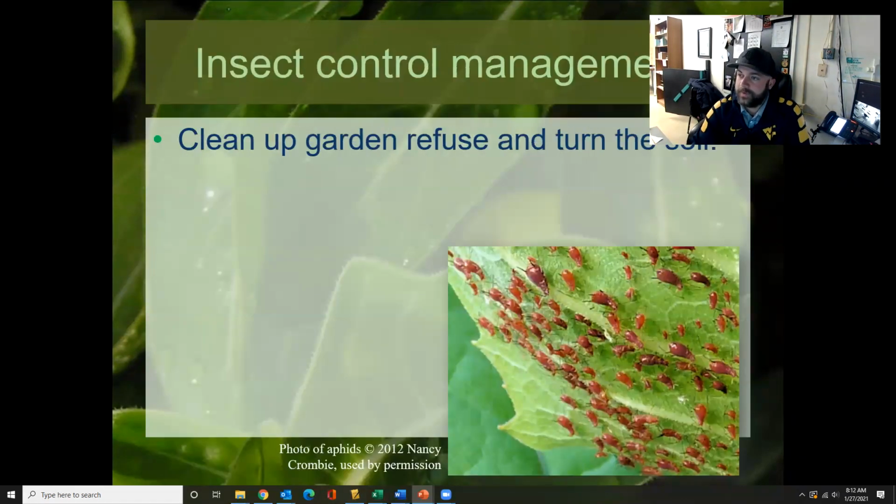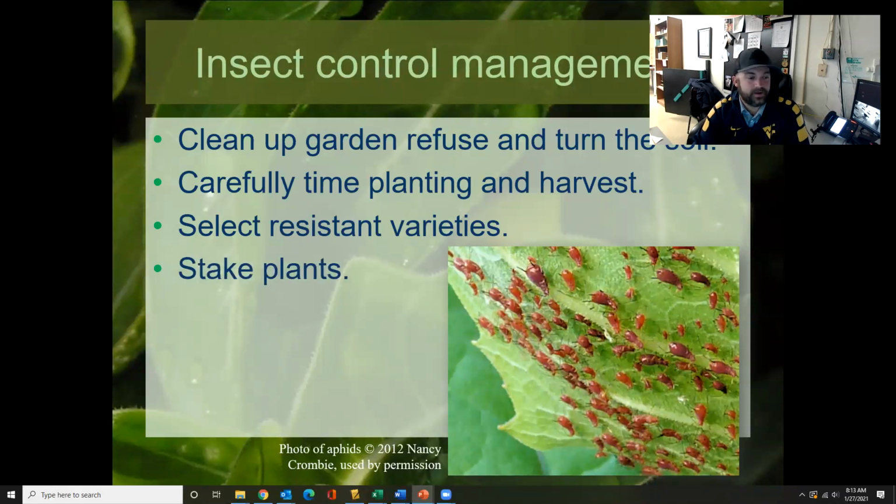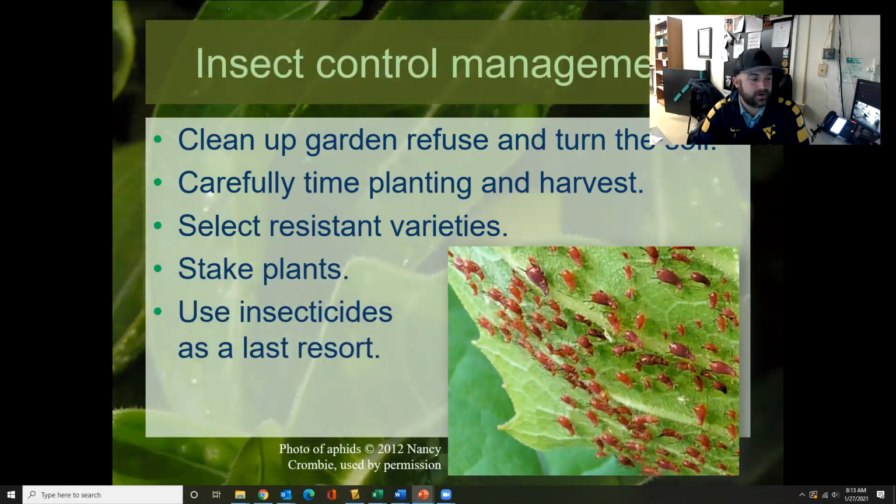So insect control management: clean up garden refuse and turn the soil. Carefully time planting and harvesting, select resistant varieties, stake plants, and use insecticides as a last resort. I typically like to try and do everything I can before I put any sort of pesticide, insecticide, herbicide on, because once you do that, especially if you're working with vegetables, you don't know what you're typically putting into your food.